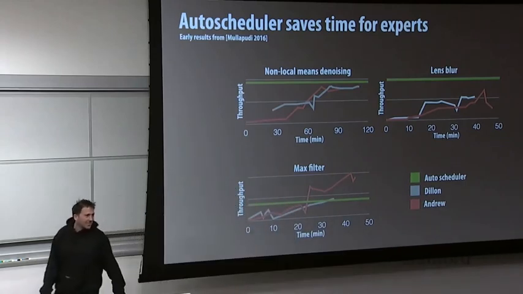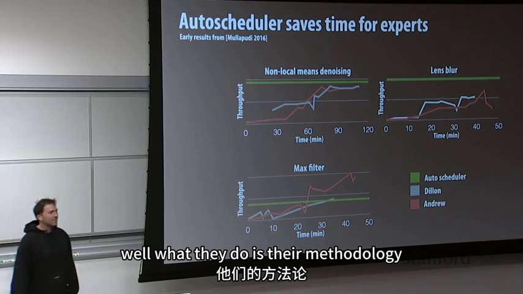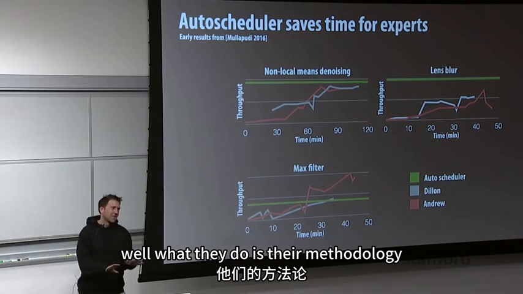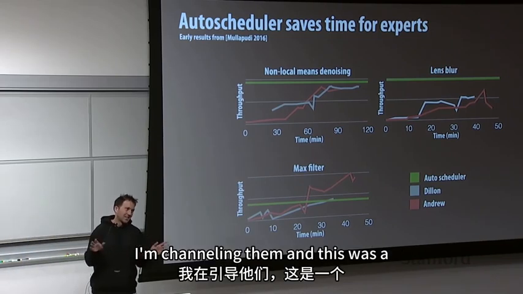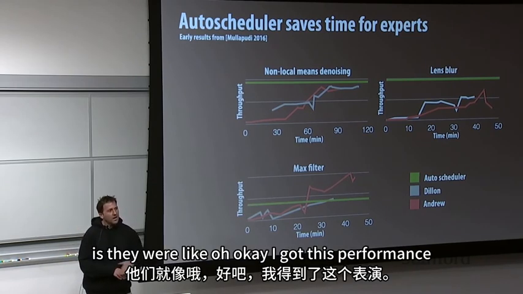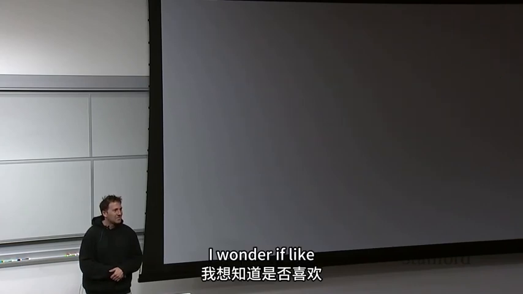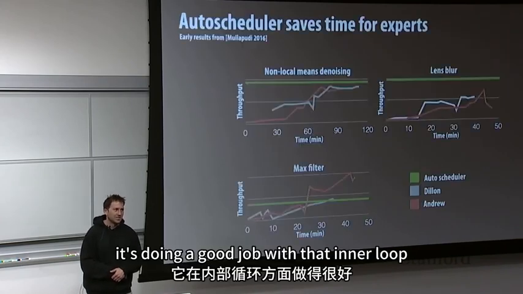I quit. Yeah. They don't actually write code, but they look at the object code. Well, what they do is their methodology, I'm channeling them, and this was a while ago now, is they were like, oh, okay, I got this performance. I wonder why. I wonder if it's doing a good job with that inner loop. Let me go look at it.